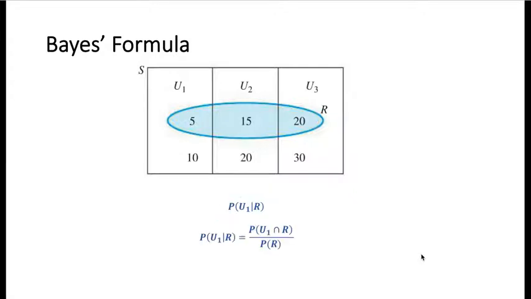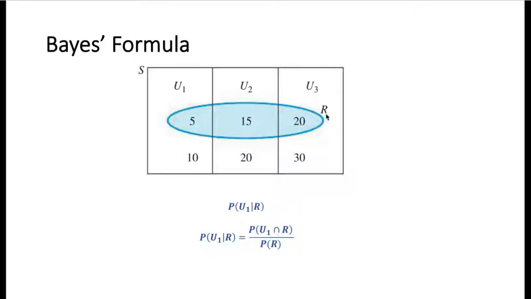Remember that formula. The probability of U1 given R is the probability of U1 and R divided by the probability of R. What's the probability of U1 and R? Think about that for a minute. Here's where U1 happens. We're in the U1 rectangle, and R is happening. So that's this number 5. When I add these all together, 5 plus 10 plus 15 plus 20 plus 20 plus 30 gets up to 100. So 5 out of 100 is the numerator of this fraction.